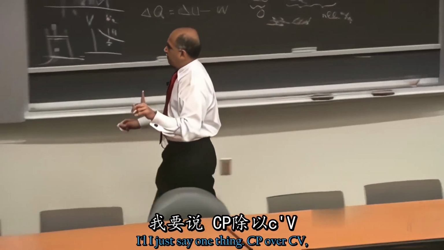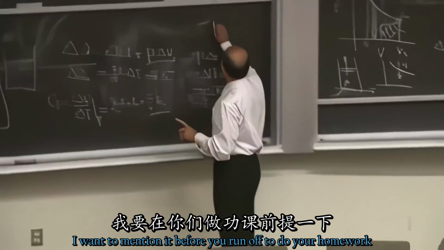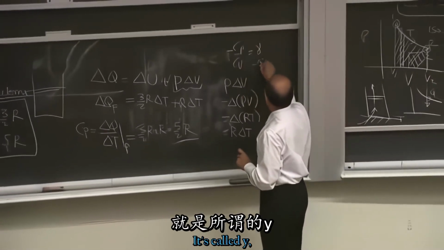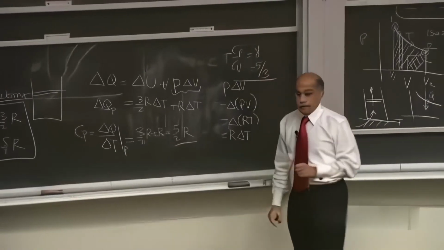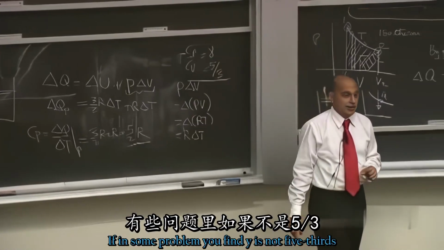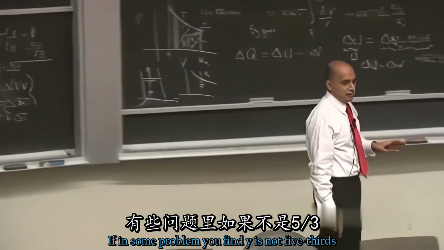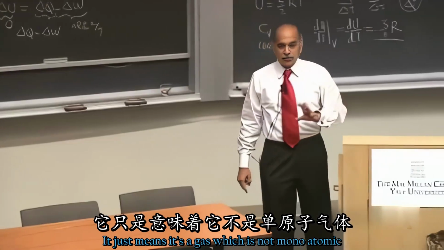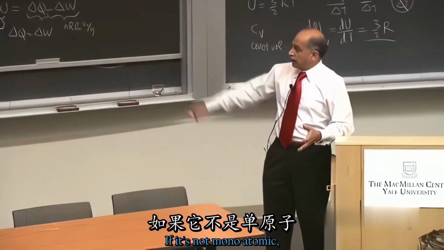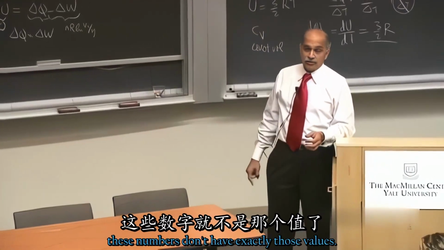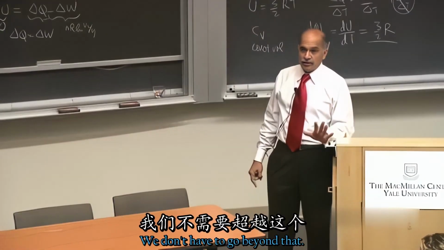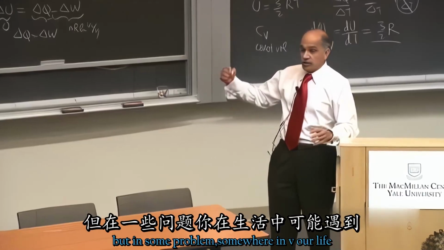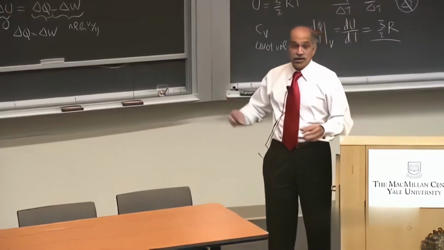I'll just say one thing. Cp over Cv, I want to mention it before you run off to do your homework. It's called gamma. That's 5/3 for a monoatomic gas. You can just take the ratio of the numbers. If in some problem you find gamma is not 5/3, do not panic. It just means it's a gas which is not monoatomic. If it's not monoatomic, these numbers don't have exactly those values. We don't have to go beyond that. We just have to know this ratio gamma is 5/3 in the simplest case, but in some problem somewhere in your life, you may get a gamma which is not 5/3.